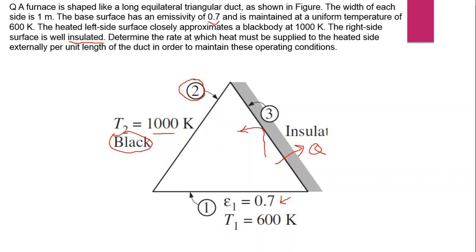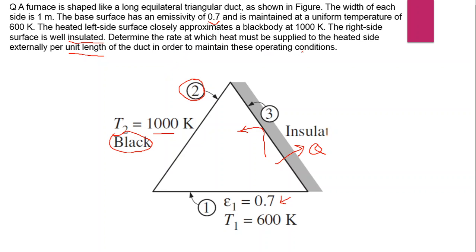So determine the rate at which heat must be supplied to the heated side. So what is the heated side? The left side, this one. The black body is the heated side. Suppose we have a burner here constantly burning, constantly providing heat to surface 2. So determine the rate at which heat must be supplied to the heated side externally per unit length. Per unit length means the length of this also we can assume as 1 unit. Length of each side we can assume as 1 unit.